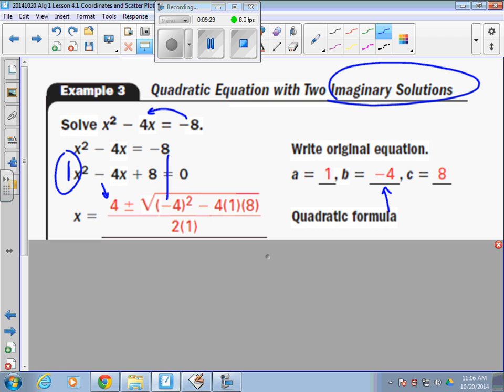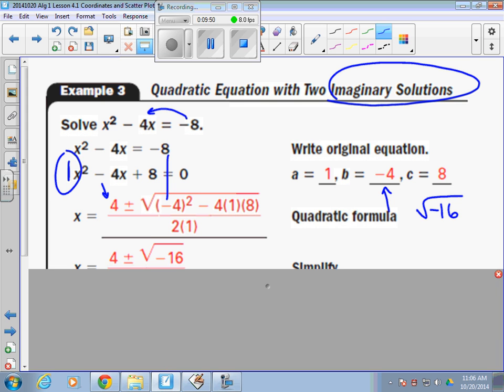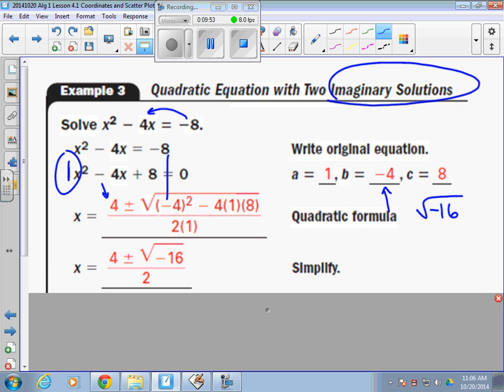Simplify what's under the radical. Negative 4 squared is 16 minus 4, because 4 times 1 is going to be 4, and you keep the negative. And then negative 4 times positive 8 is going to be negative 32. So what you have is 16 minus 32, which gives you the square root of negative 16 over 2. And that's what we have on our next step.